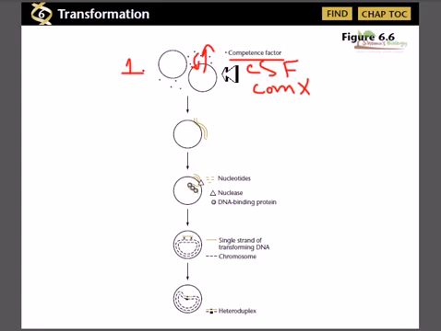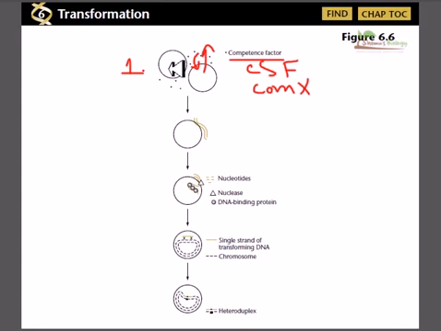As soon as they are producing these competence factors, the level of competence factors in the environment starts to increase, and as a result other bacterial cells, irrespective of whether they produced it, start to take up this competence factor, and they are activated again to produce some very important proteins and all the machinery which is responsible for uptake of the DNA element.